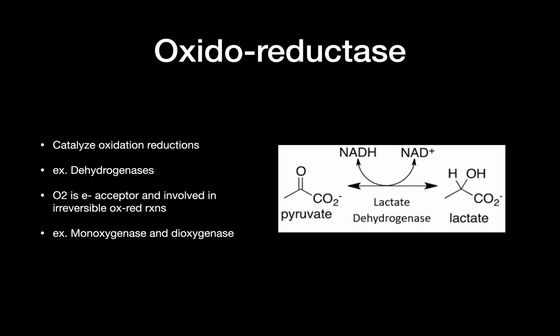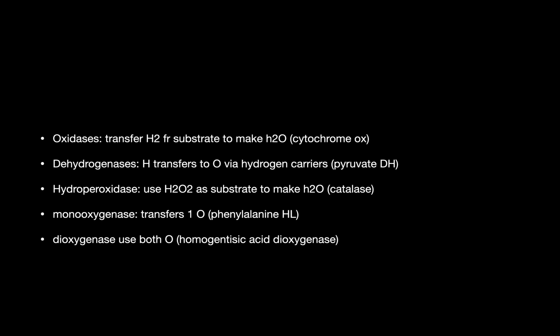Oxidoreductases catalyze oxidation-reduction. An example is a dehydrogenase. In that, oxygen is the electron acceptor and is involved in irreversible reactions. So those are generally in the committed steps. As you can see here, pyruvate is being turned into lactate, and the electron is transferred, and hydrogen is given, and oxygen is protonated. So oxidases transfer hydrogens from the substrate to make water. This is an example, cytochrome oxidase.